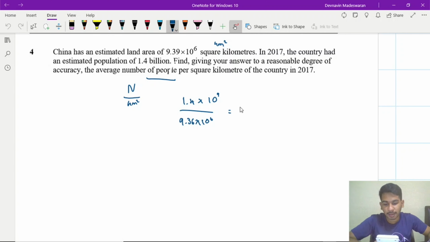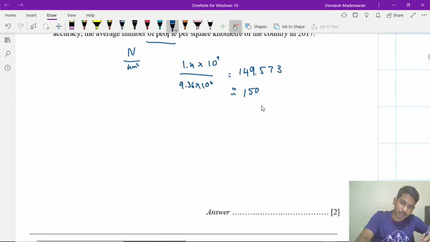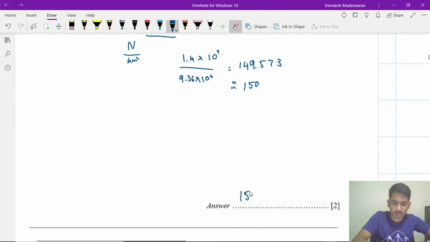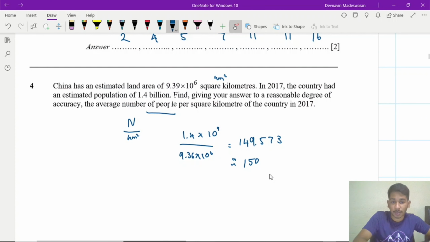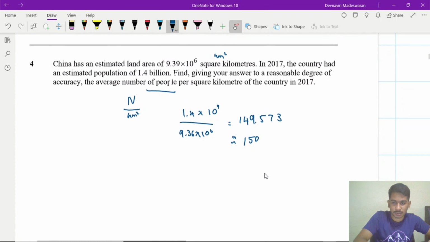So I have 149.573. But yeah, we can give it to a reasonable accuracy. It doesn't have to be in standard form. So let's just give it in 3SF. Yeah, 3SF is fine. So it's like 150. Yeah, 150 is fine. So it's like 150 people per square kilometer. It's also good because it's a whole number. I'm not sure if I'm correct though, but okay. That's reasonable.